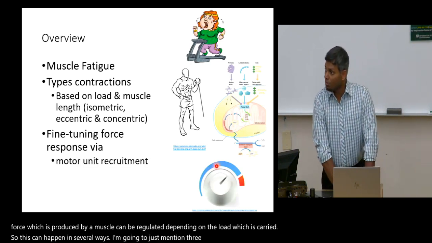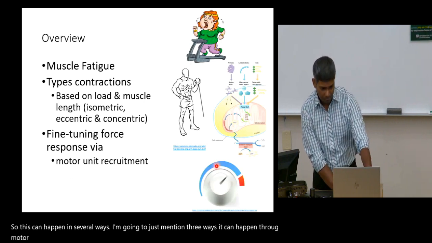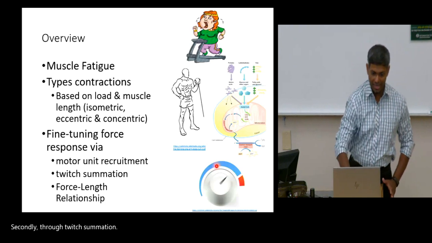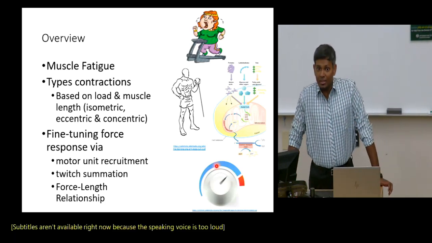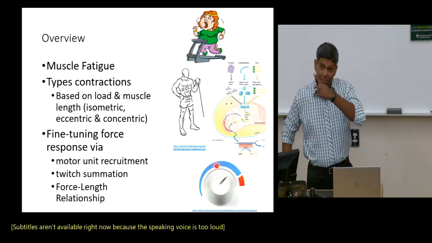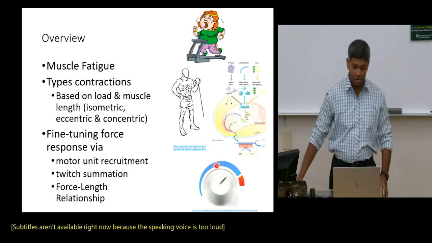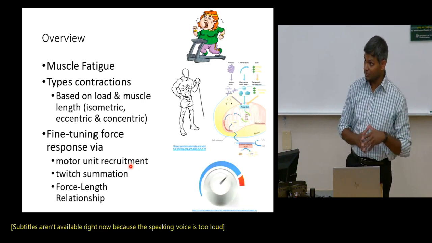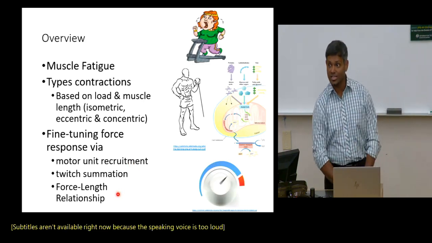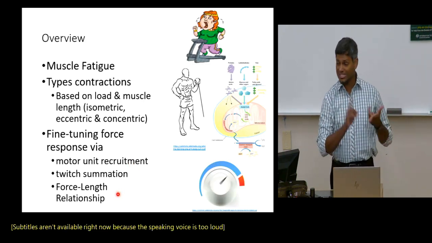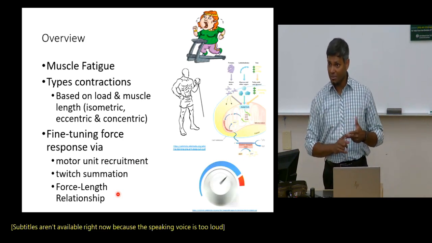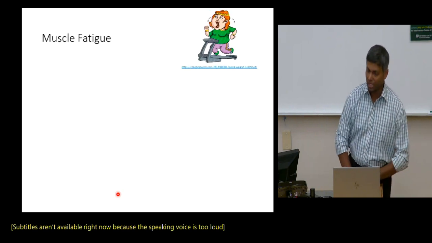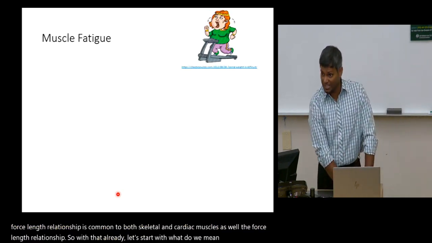It can happen through motor unit recruitment, secondly through twitch summation, and thirdly it can happen by the force length relationship. So among these three things what I've mentioned here, the first two, they are unique to skeletal muscles, whereas the third one, the force length relationship, it's common to both skeletal and cardiac muscles as well. So with that overview, let's start with what do we mean by muscle fatigue.